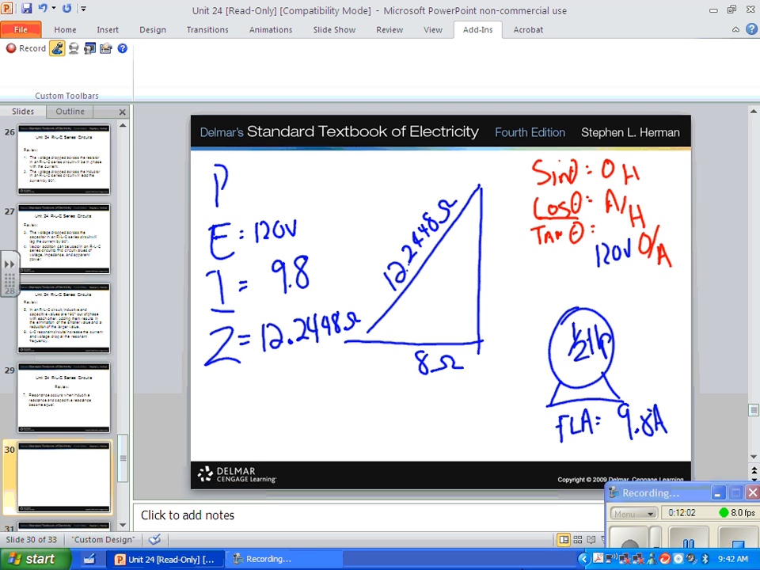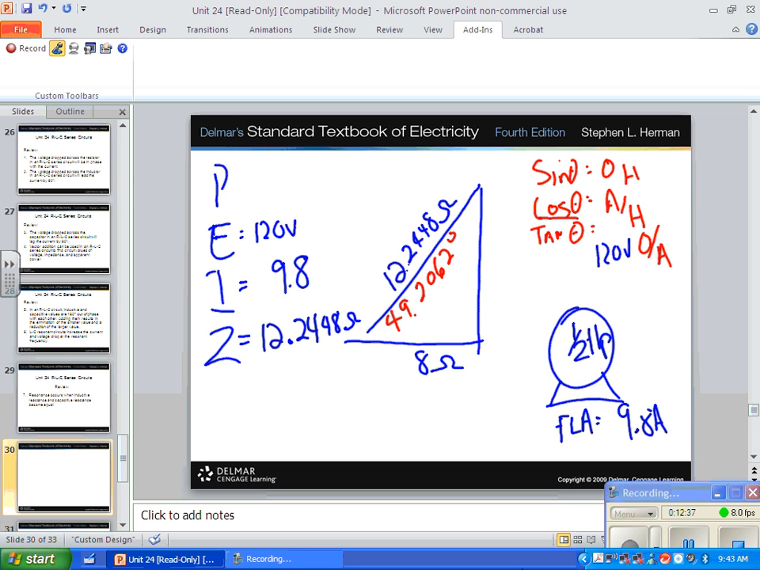That can't be right, 0.24 angle? No. Second function cosine 8 divided by 12.2448. Oh, I must not have put the decimal in the right place. 49.2062 and so on, degrees. So now we have the angle, and we can use the sine.